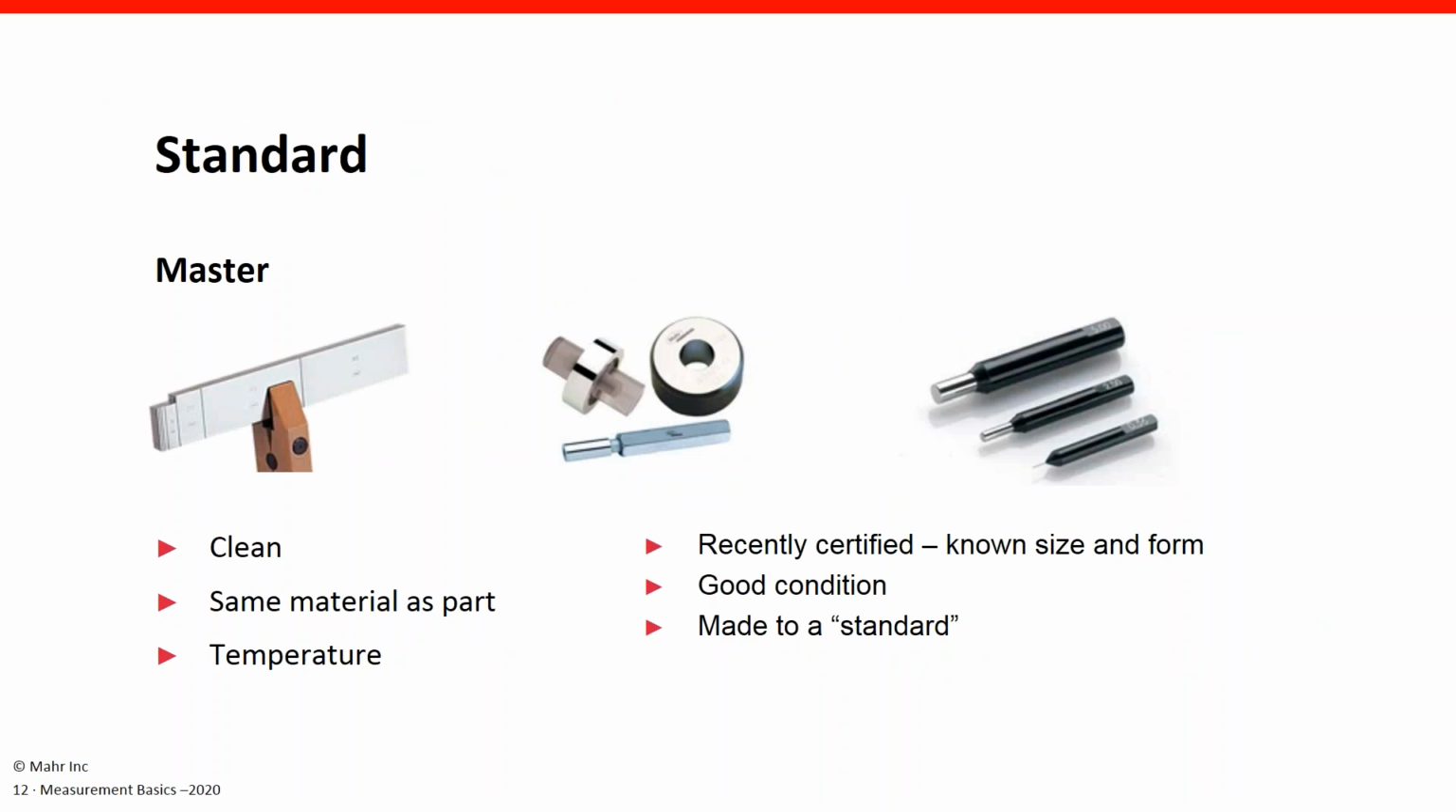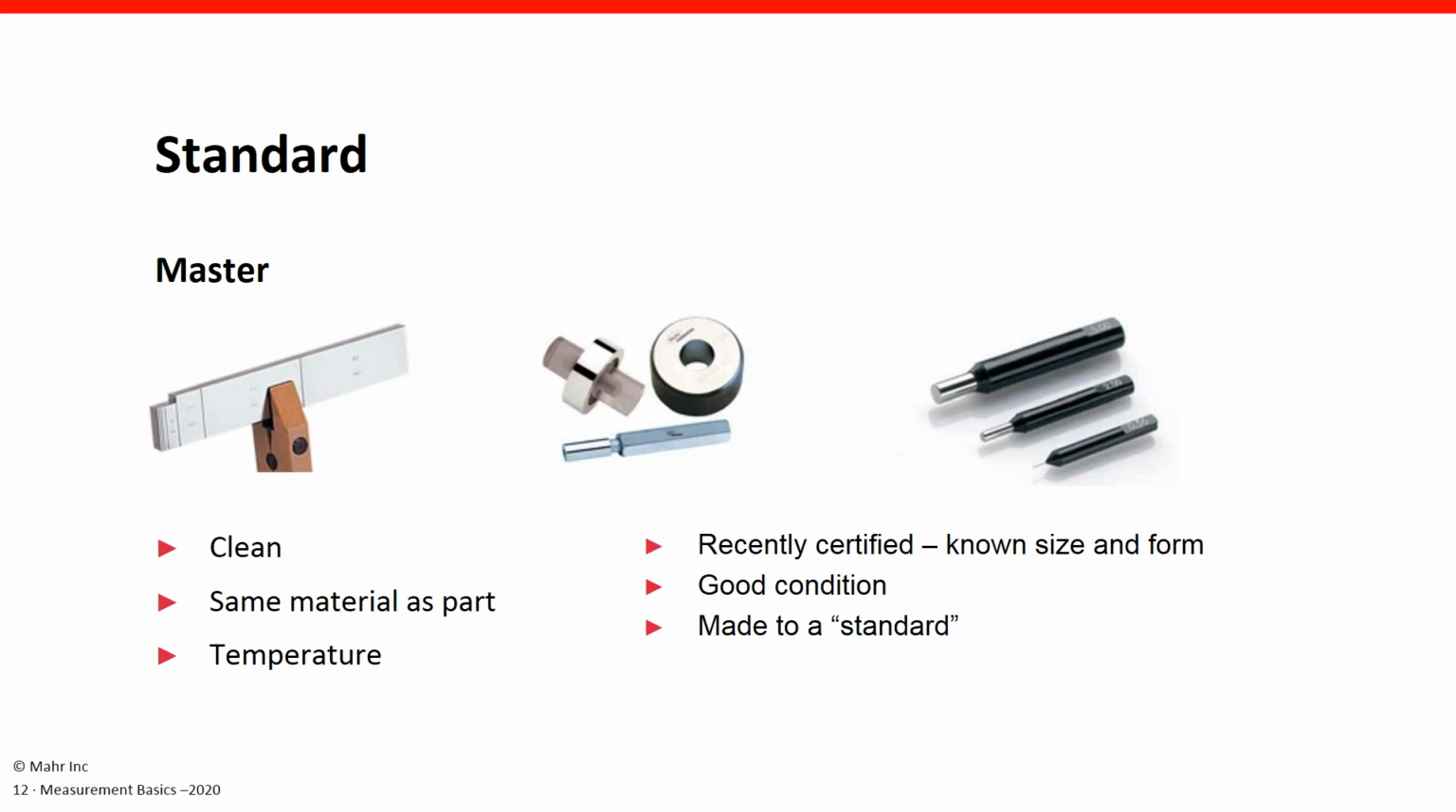Let's take a look at these 5 different parts and just understand how maybe they can contribute to the measuring process. Well, the standard is the master. It's the gauge block or the rings or the pins, whatever. And when we're making a measurement, we want that standard to be clean. We like to have it the same material as the part that we're measuring. It should be the same temperature that the gauge is working at. Hopefully, the master is recently certified so that we know its size and form. It should be in good condition, no rust on it, no nicks, burrs, and so forth. And hopefully, it's made to a standard.